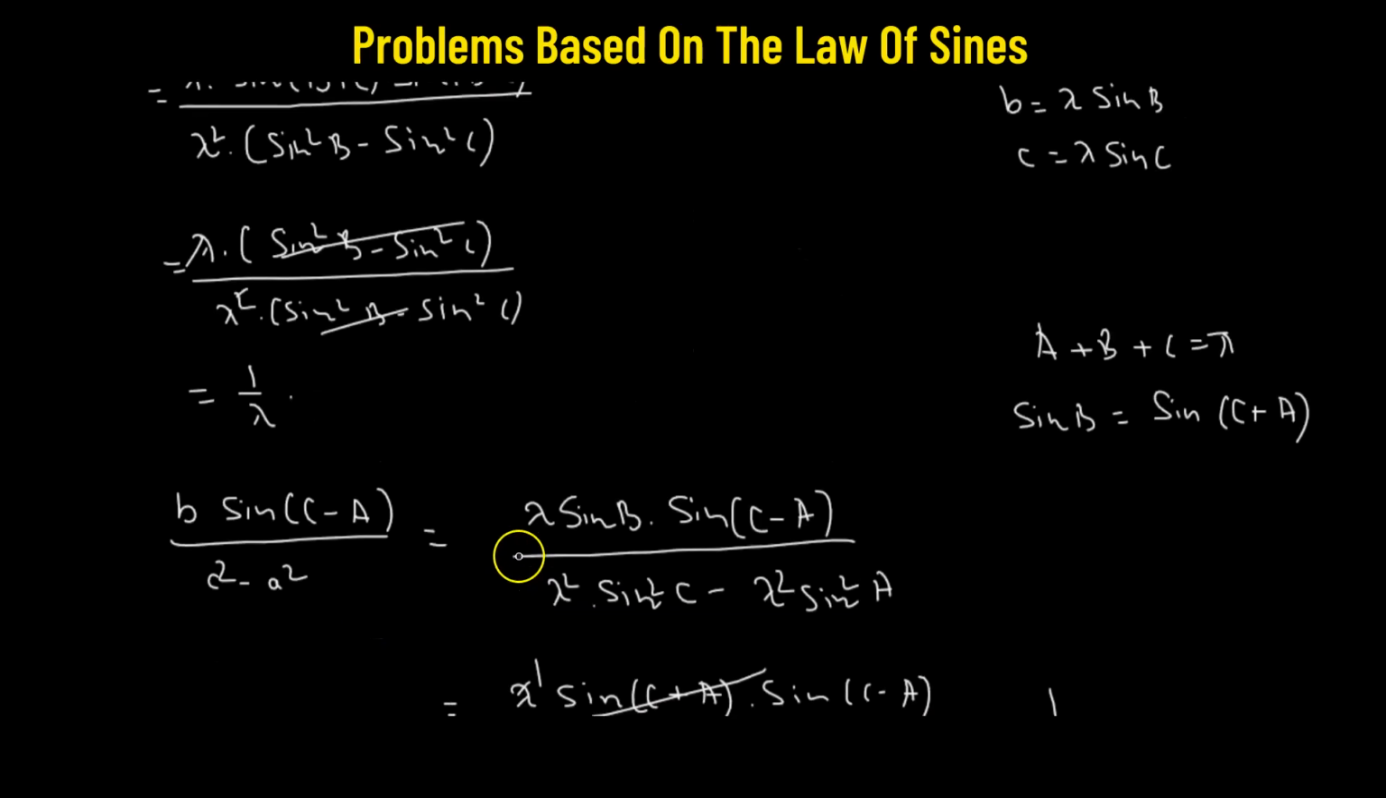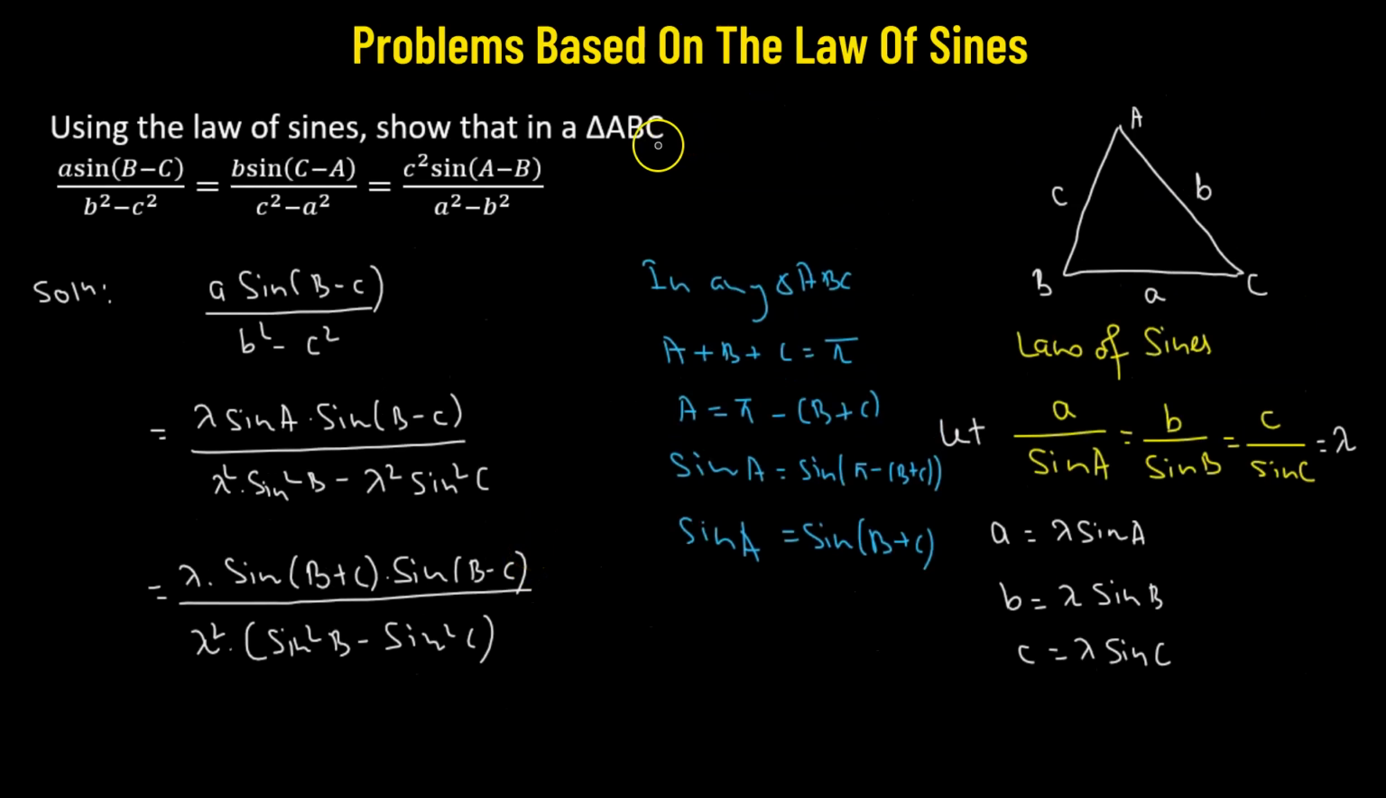So therefore, we can say that in a triangle ABC, using the law of sines, these three ratios are equal to each other.